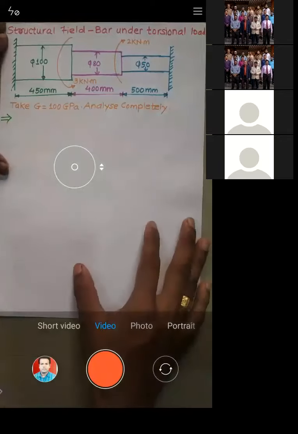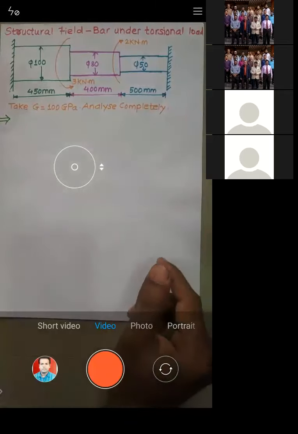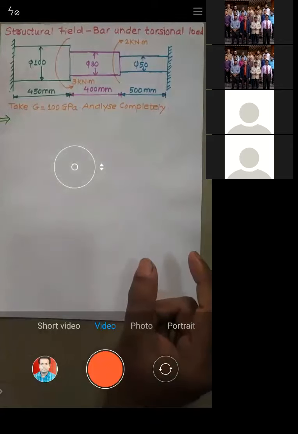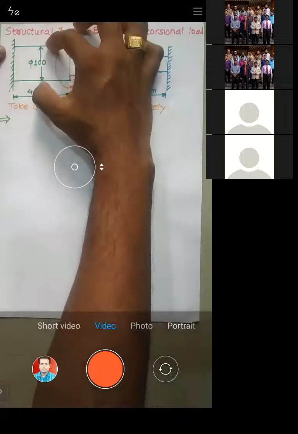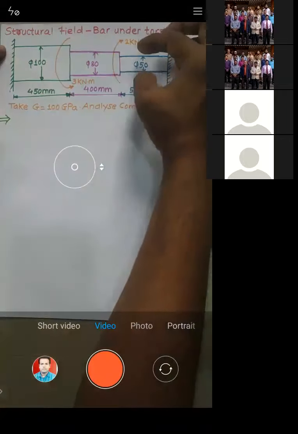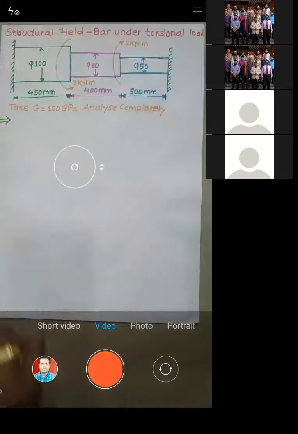Discretization is nothing but dividing the entire domain into a number of subdomains based on certain criteria. The first criterion is change in cross section. You can see here, diameter is 100 here, diameter is 80 here, here diameter is 50. That means you have different cross sections for these bars. Each bar has a different cross section because they have different diameters.